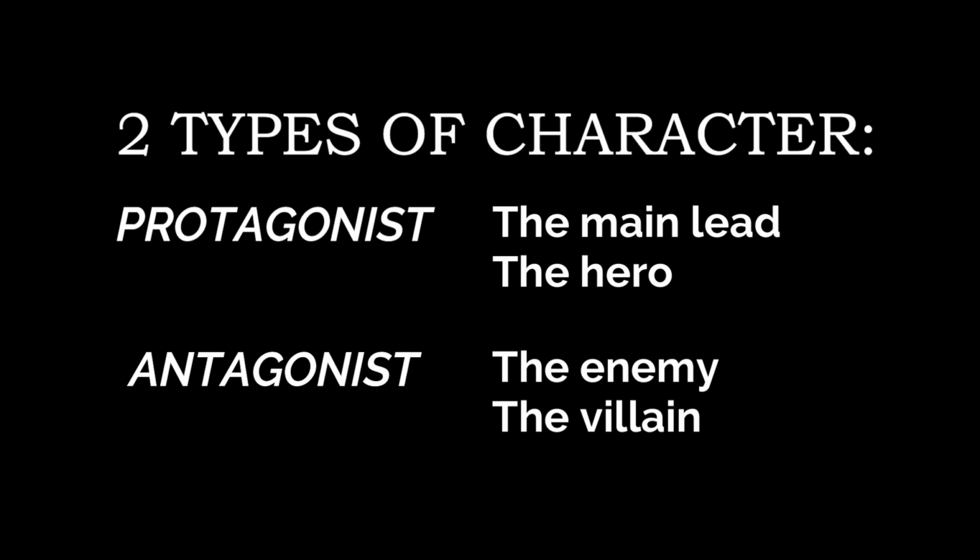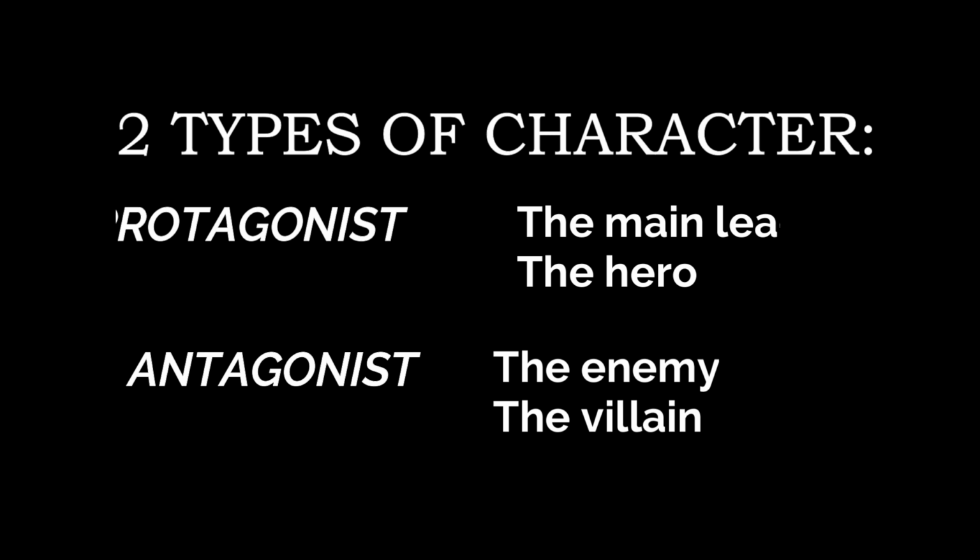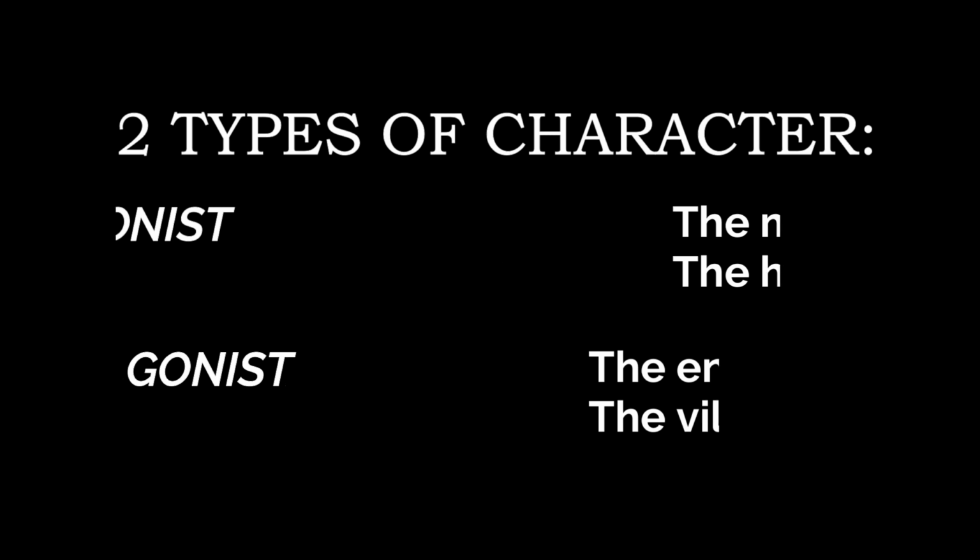Therefore, again, the two types of character are protagonist, which refers to the main character in a story. He is often a hero, but sometimes is not. He can also be the story's narrator. The next one is antagonist. The antagonist is a character who stands in the way of the protagonist's movement in the story. Oftentimes, this is a villain, but it does not have to be one.